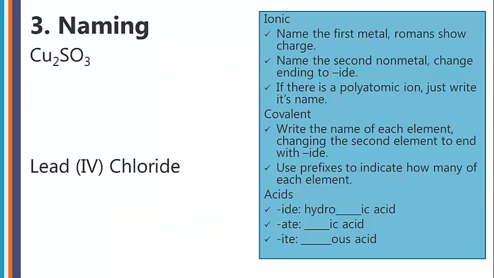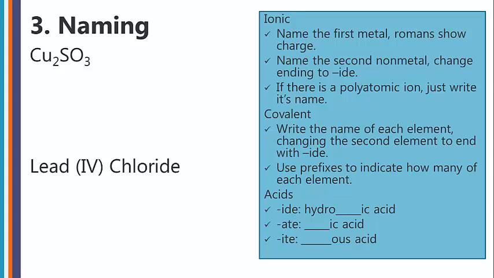Next set of questions are all naming. So here's the rules. We've got ionic compounds, which are going to be a metal and a nonmetal. You name the first metal, and if it is transition, you need to use Roman numerals to show the charge. You name the second nonmetal by changing the ending to "ide." And if there is a polyatomic ion, you just have to rewrite the name.